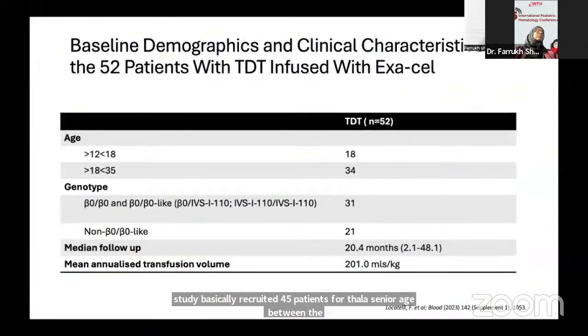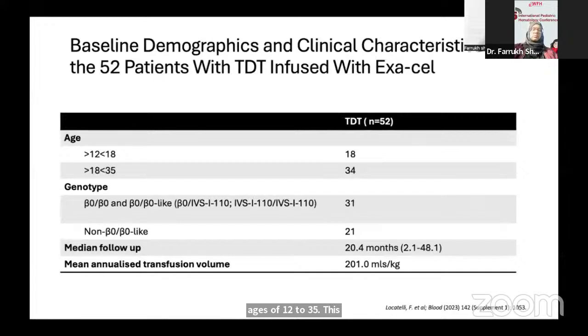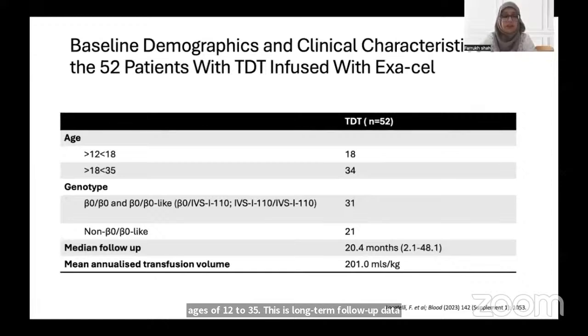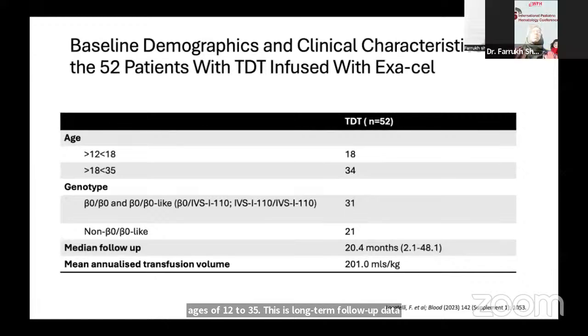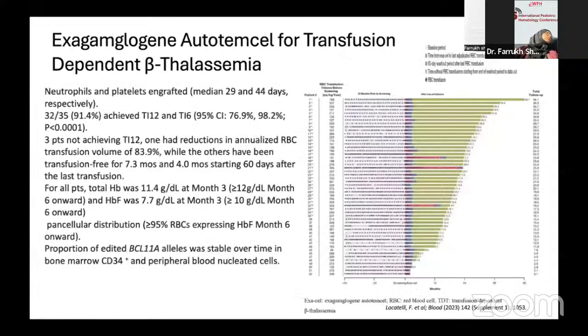This is long-term follow-up data in 52 patients with transfusion-dependent thalassemia. And what you can see here is that the majority of the patients are over the age of 18, but there's a considerable proportion of patients who are between the ages of 12 and 18. Median follow-up in this population is about 20.4 months.